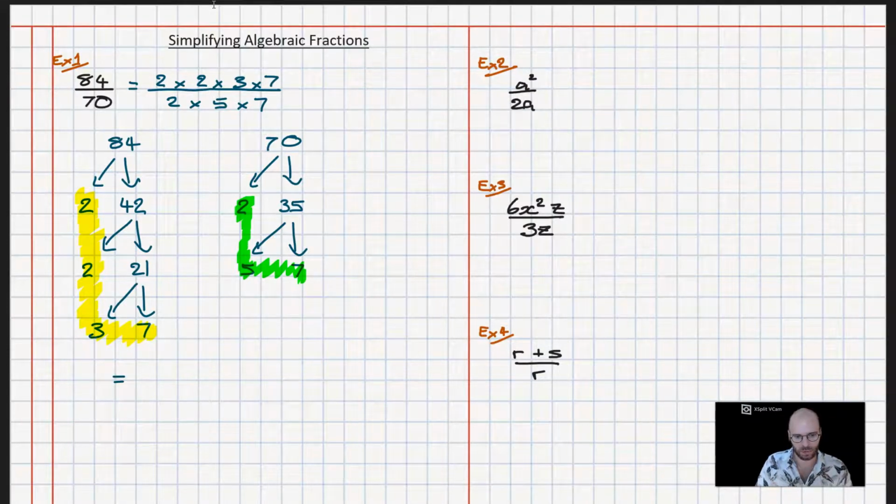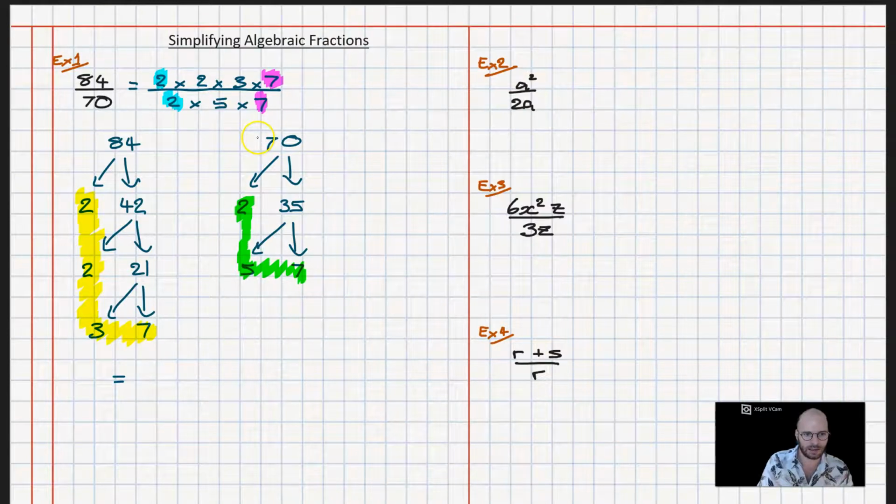Alright, now what we need to do is have a look at what numbers are common between the numerator and the denominator. Well, first things first, we see a 2 up in the numerator and we also see a single 2 down in the denominator. We also see a 7 here and we see a 7 here. Now we do also see a second 2 up in the numerator, but I'm not going to highlight it. Reason being is that we only have a single 2 down in the denominator, so we can only go 1 for 1. We can't go 2 for 1.